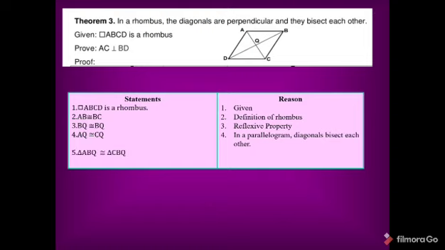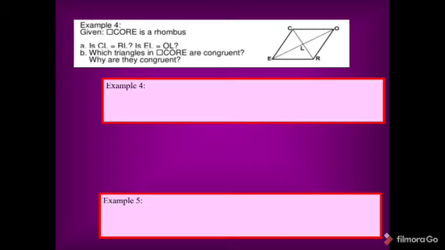In number 5, triangle ABQ is congruent to triangle CBQ because of the SSS postulate, which means side, side, side postulate. Now let's take a look at our example number 4.